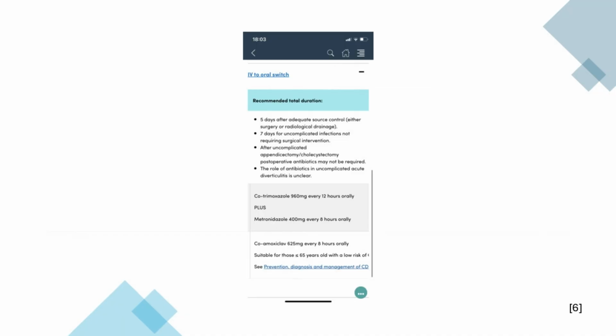So again, there's no real reason to know this off by heart. It's just something you can look up and become familiar with. So this is again from my own trust guideline on the antimicrobial guideline, and it gives you an IV to oral switch. So you just look up which infection you have, and it previously gave us the triple therapy, and now it's told us what to switch it to orally as well.